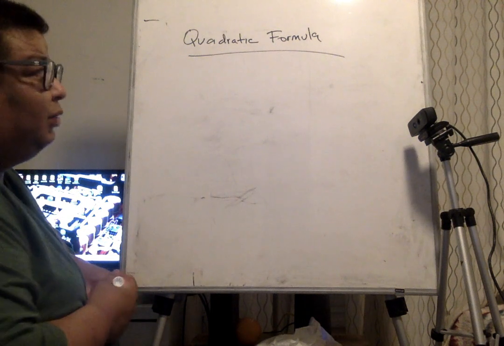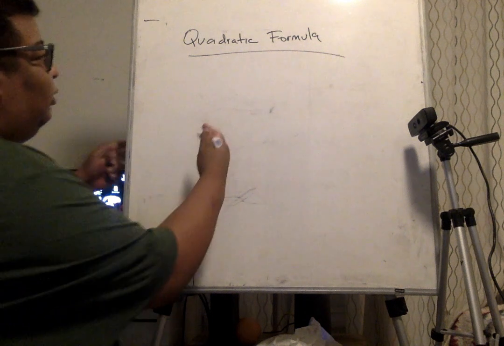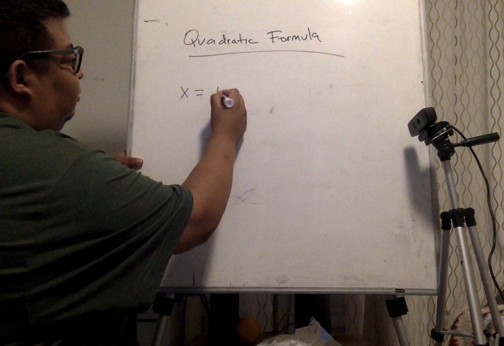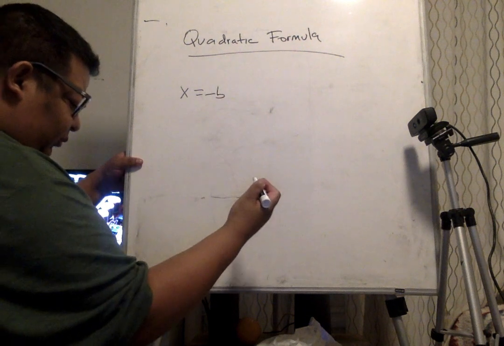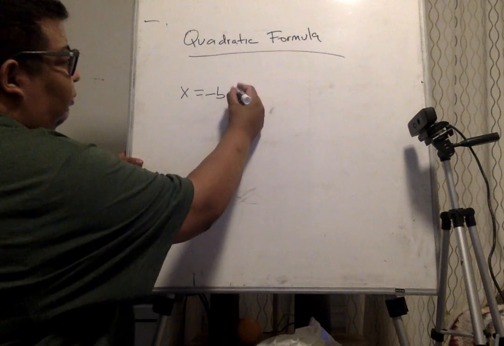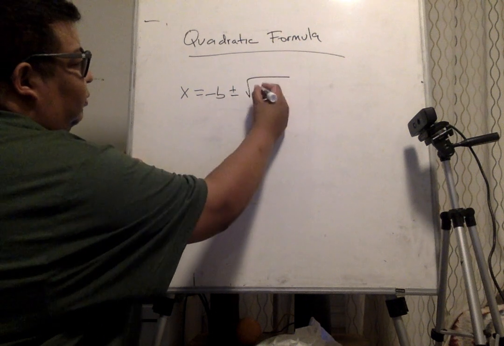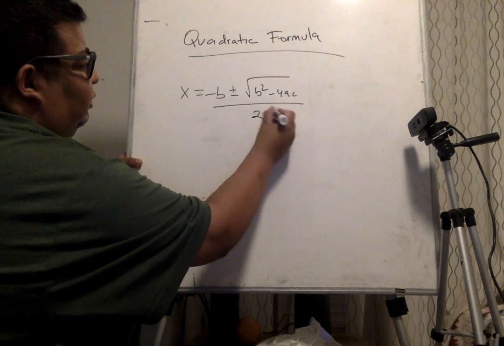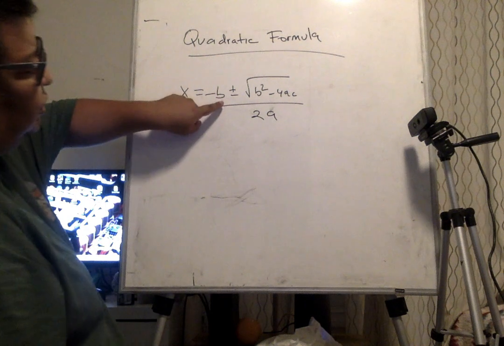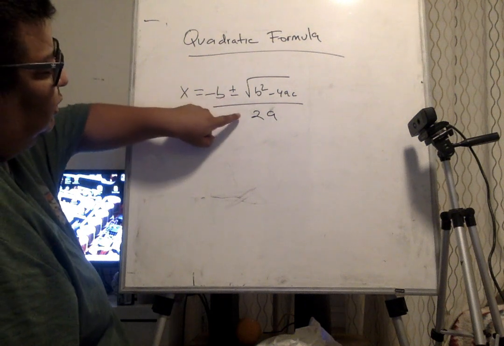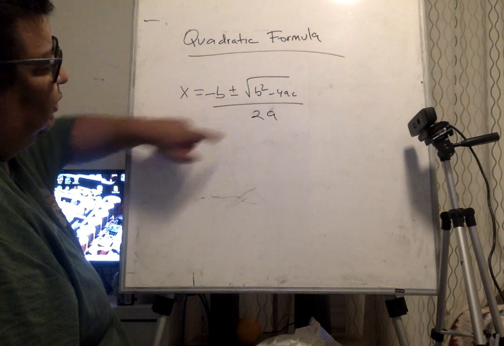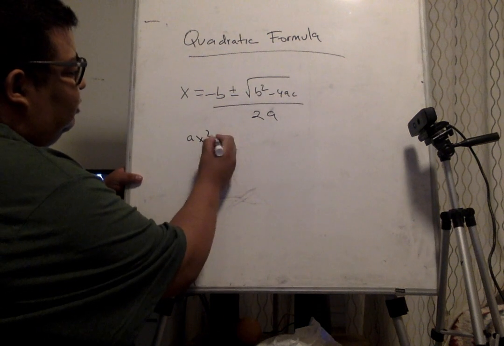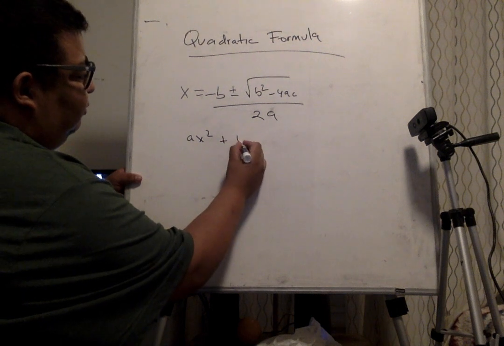Specifically, we're going to talk about the quadratic formula. The quadratic formula looks something like this: x equals negative b plus or minus the square root of b squared minus 4ac, all over 2a. So each variable is the coefficient of the quadratic. A quadratic looks like this.